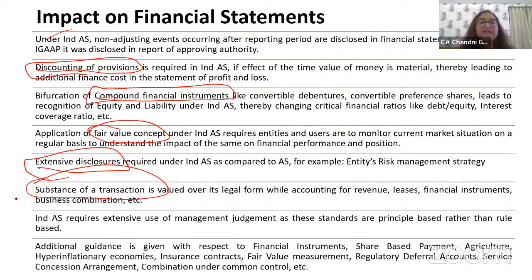So there is a 5-step model, right, to recognize revenue. It's not just that you have delivered goods and now you can recognize revenue. No, there is a 5-step model. You have to evaluate the collectibility of the revenue. You have to evaluate the performance obligation satisfaction. So all of these criteria are there that you have to evaluate before you recognize the revenue.